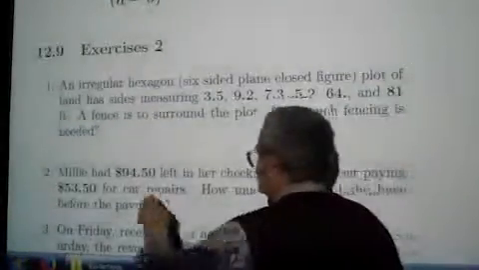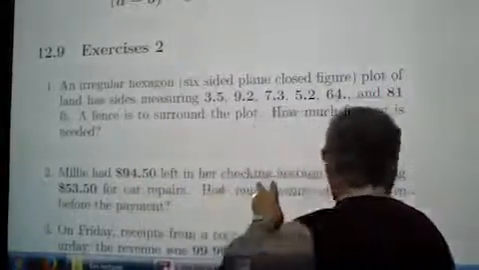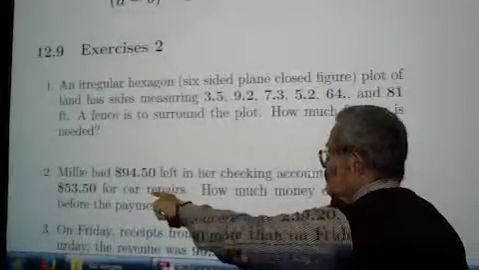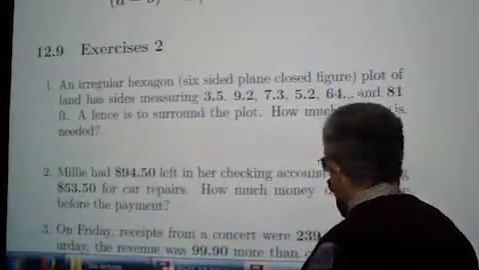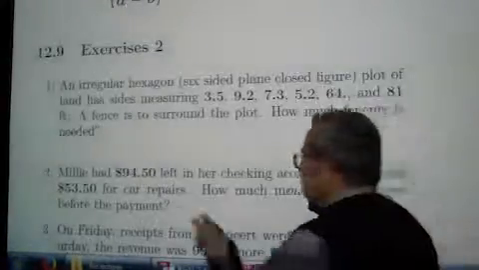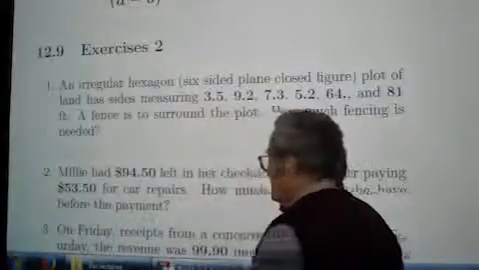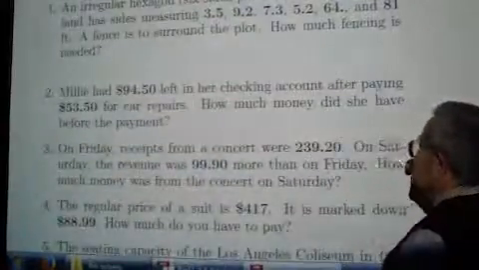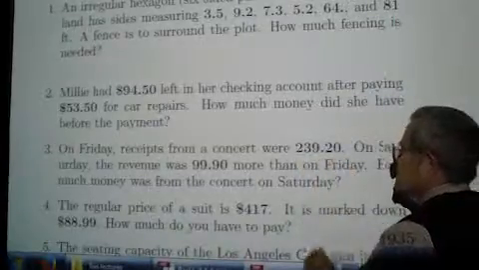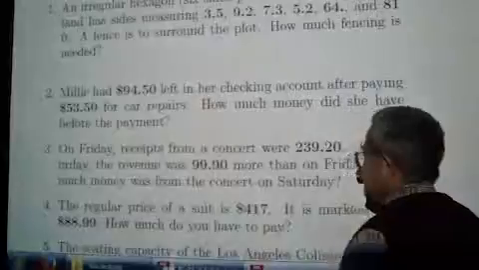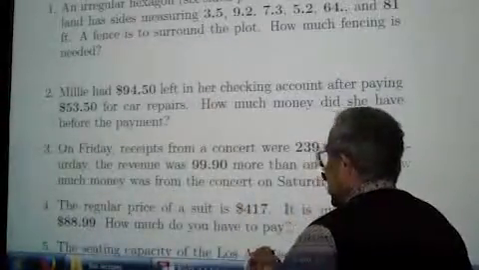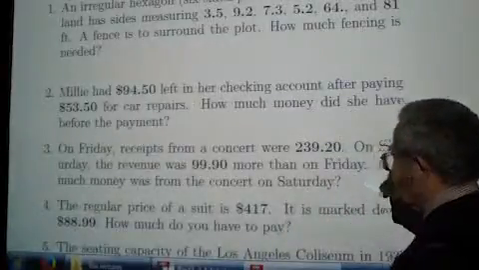Millie had $94.50 in her checking account after paying $53.50 for car repairs. How much money did she have before the payment? So 94.5 and 53.5. On Friday, the revenues were $239.20. On Saturday, they were $99.90 more. $239.20, $99.90. What were the receipts on Saturday?